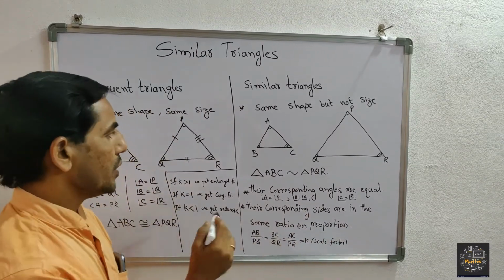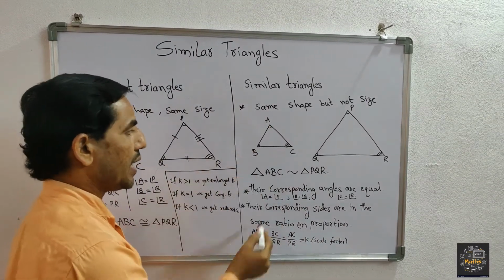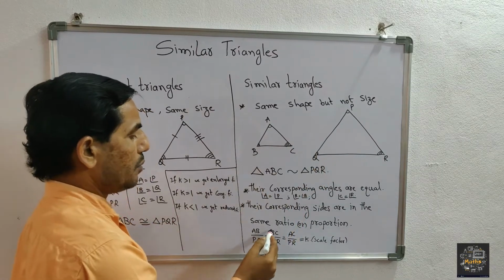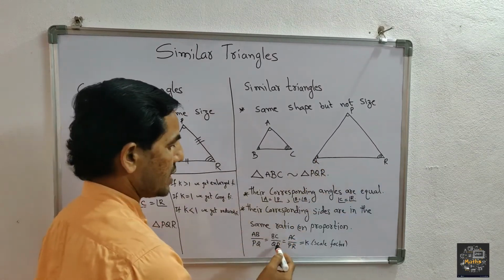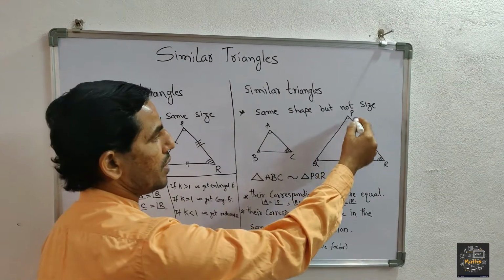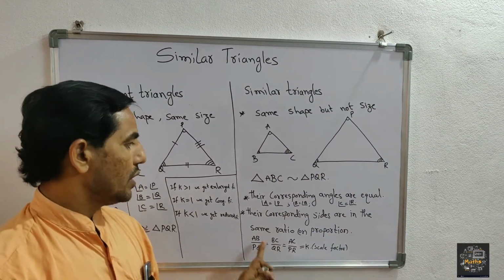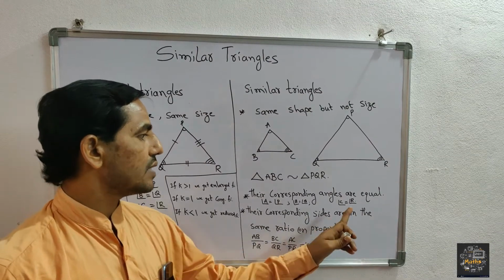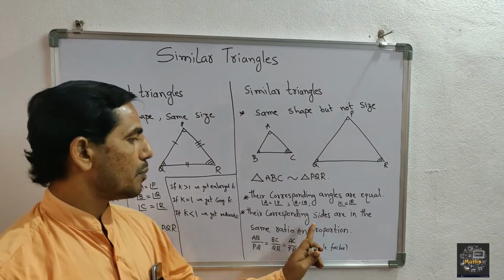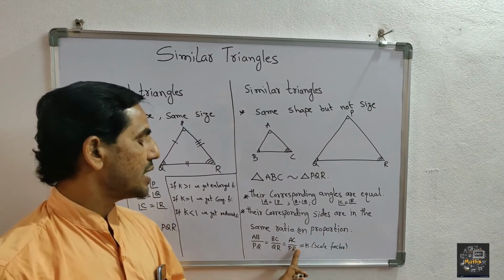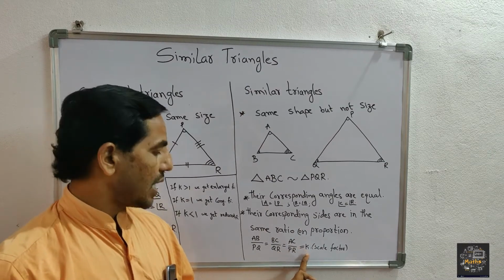So here AB side by PQ side, BC side by QR side, and AC side by PR side. These corresponding sides are in the same ratio or proportion. So we take this common value as equal to one constant, k.